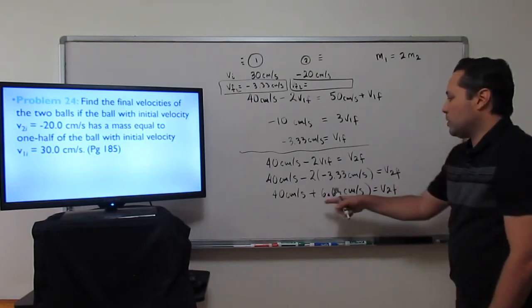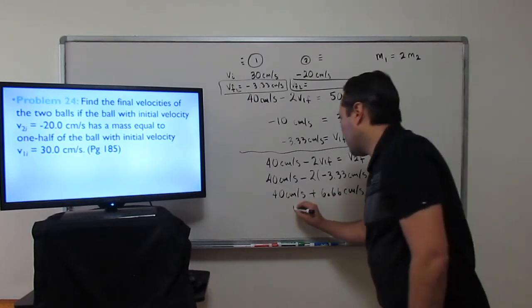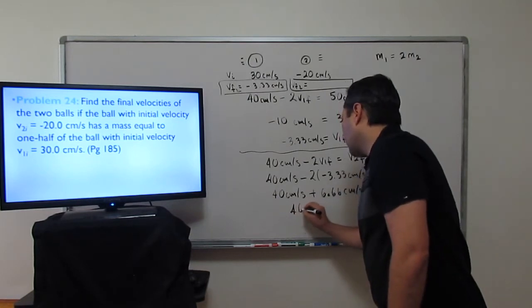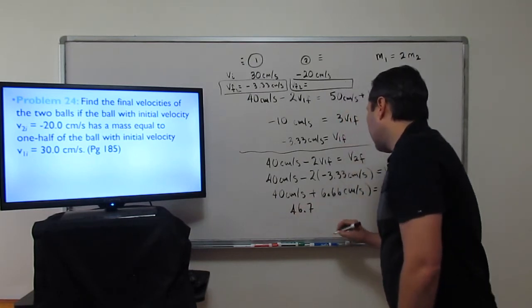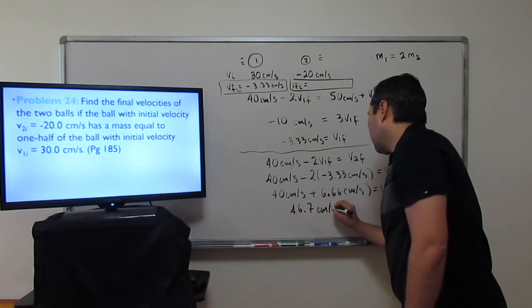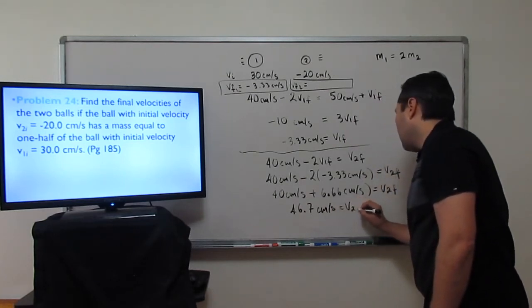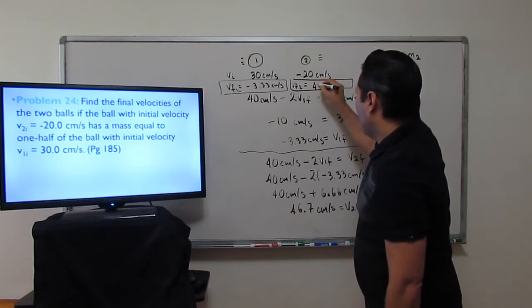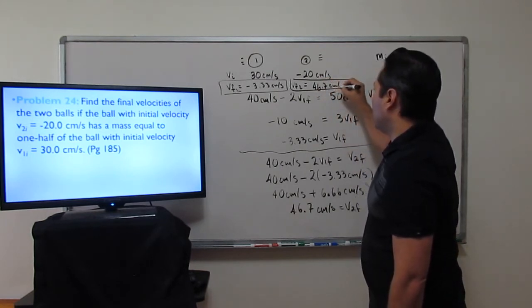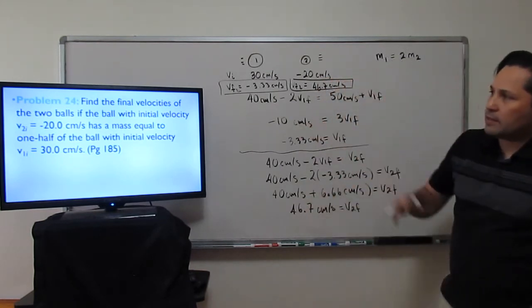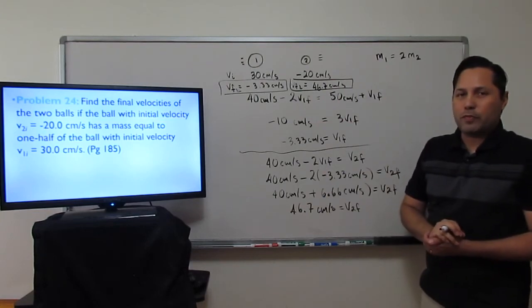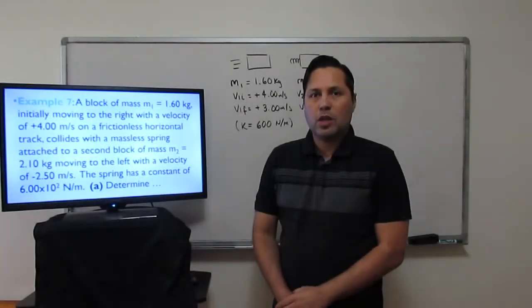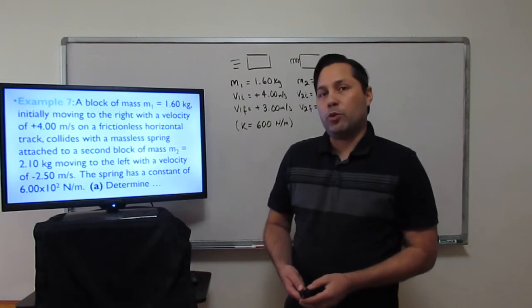Now we add them up. I'm going to round slightly to 46.7 centimeters per second. And that is the velocity for our second object, 46.7 centimeters per second. Alright, and that takes care of problem number 24. Up next, let's check out example number 7.